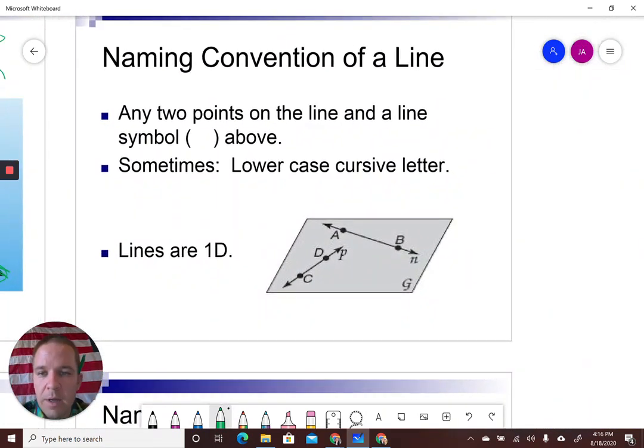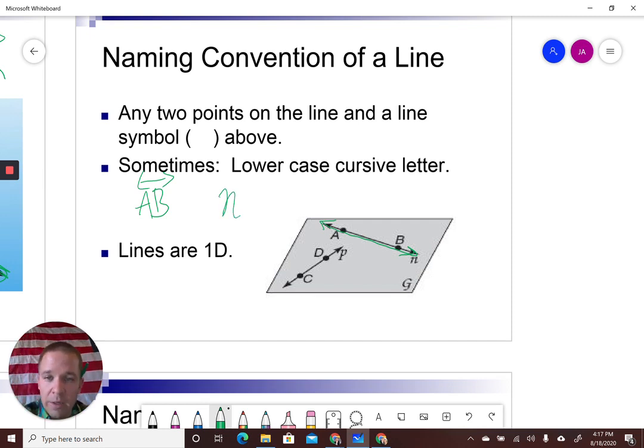So a couple ways that we can do it. We can do it with any 2 points that are on the line like we just did. So let's say we're talking about this one right here. This could be written as line AB, or you can use a lowercase cursive letter.